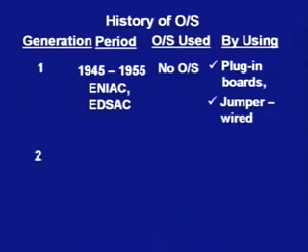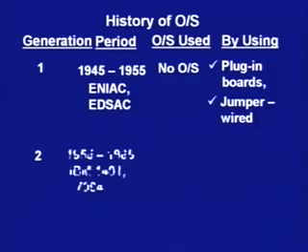But then came generation number 2, from the period 1955 to 1965. That was the time of the IBM machine. And that is when IBM actually came into its own. Most of us remember the IBM 1401 and later on the IBM 7094. The operating systems that were used for these machines are called batch operating systems.